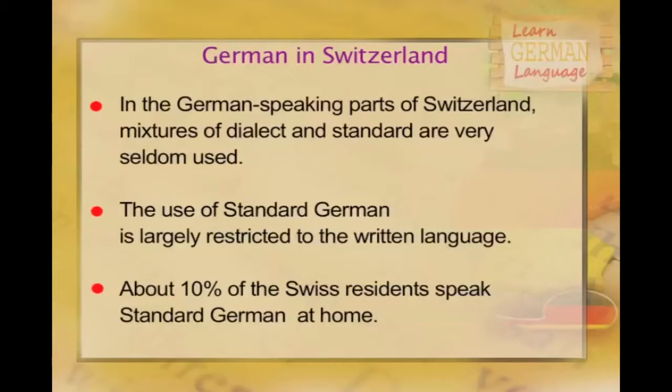Now, in Switzerland, apart from German, there are other languages which are also official in nature. They are Italian, French and Rheto-Romanic, and German is the fourth official language in Switzerland. In the German speaking parts of Switzerland, a mixture of dialect and standard is very seldom used, and the use of standard German is largely restricted to the written language, though roughly 10% of the Swiss residents speak High German, also known as standard German, at home.